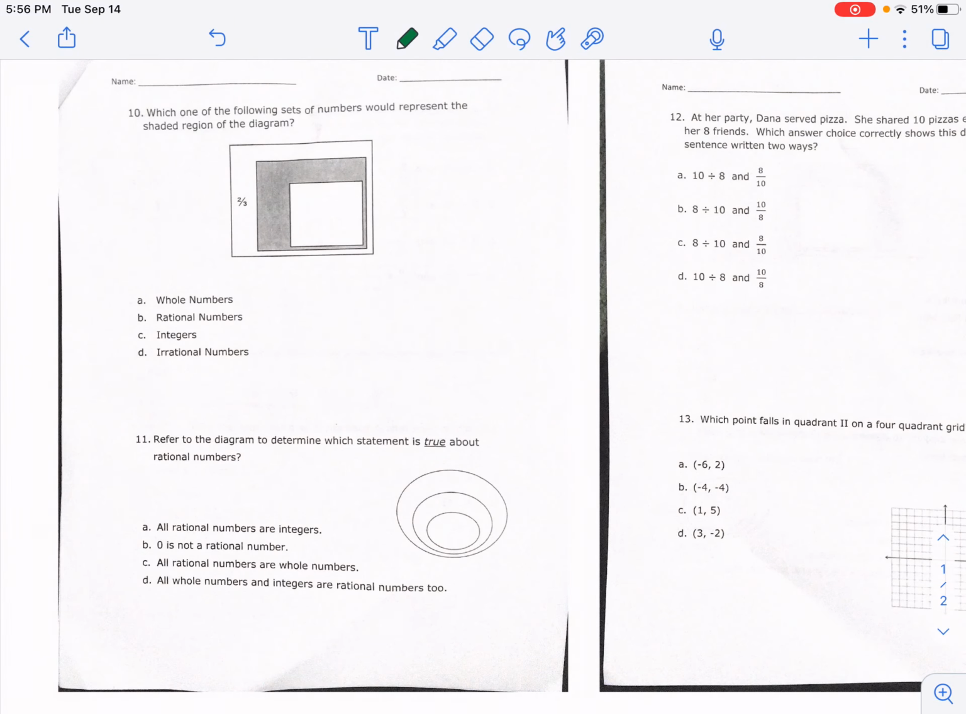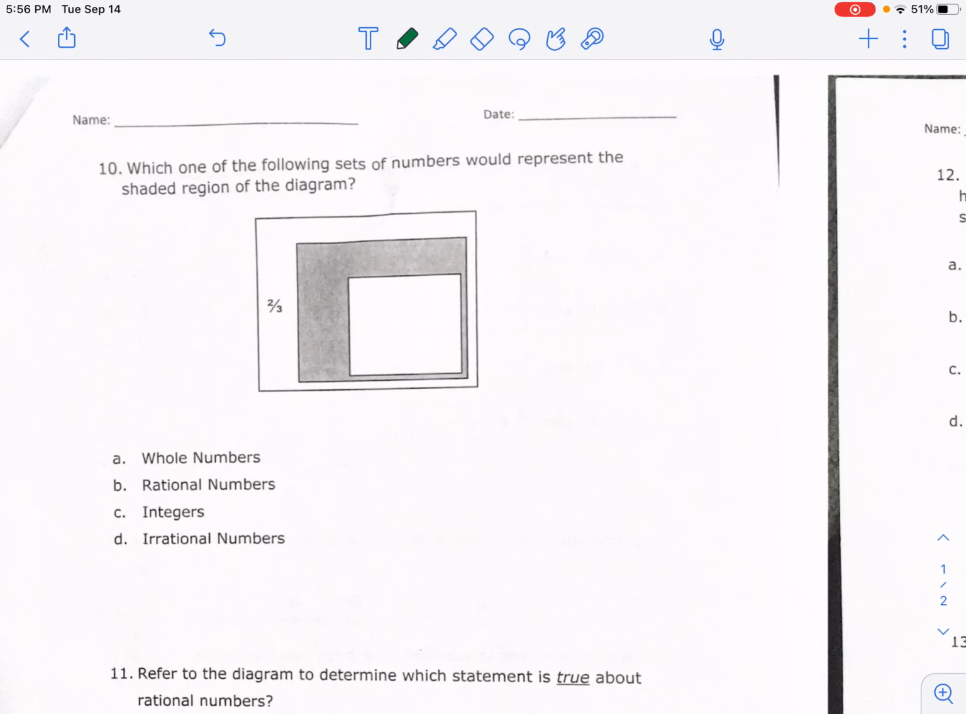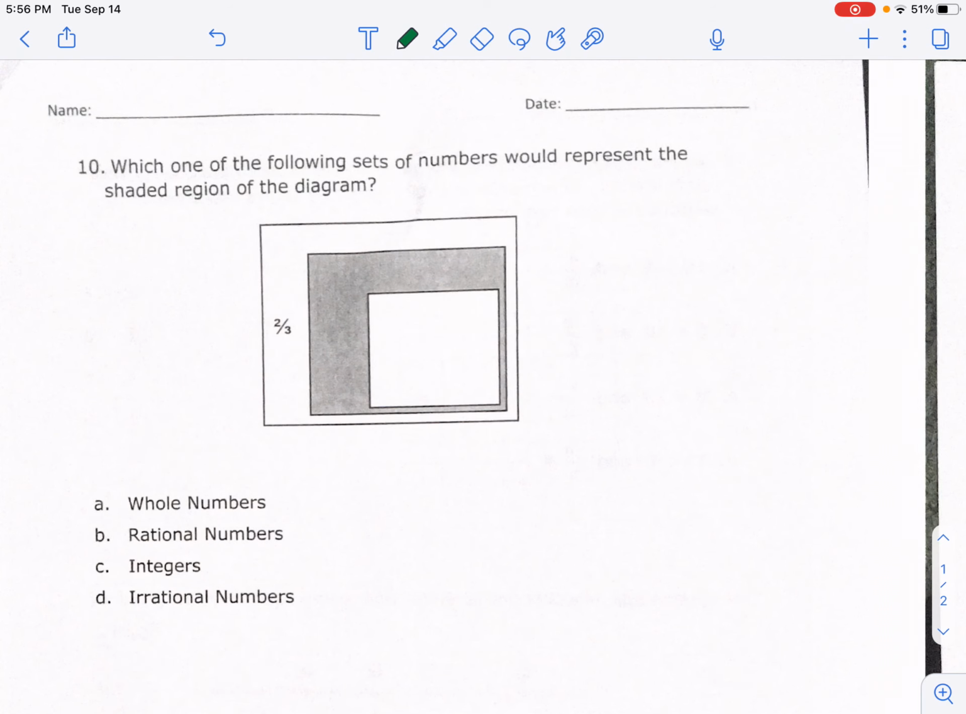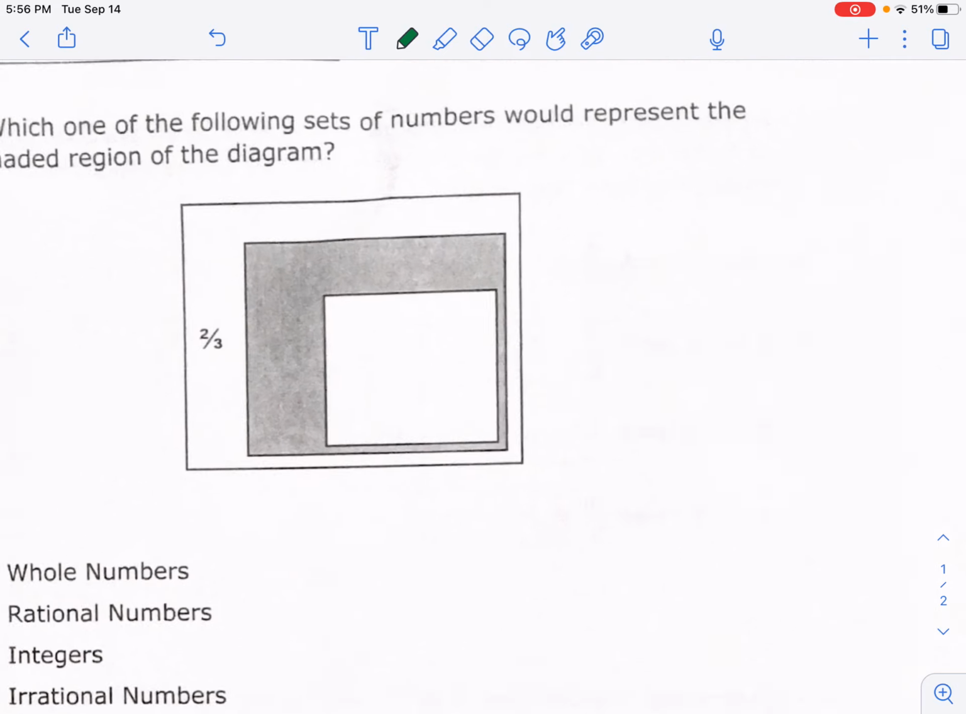We're going to do the rest of our Unit 1 test questions. So we're starting with question 10 right now. Which of the following sets of numbers would represent the shaded region of the diagram? Looking at our options here, this tells us about our number system and how the numbers are organized.